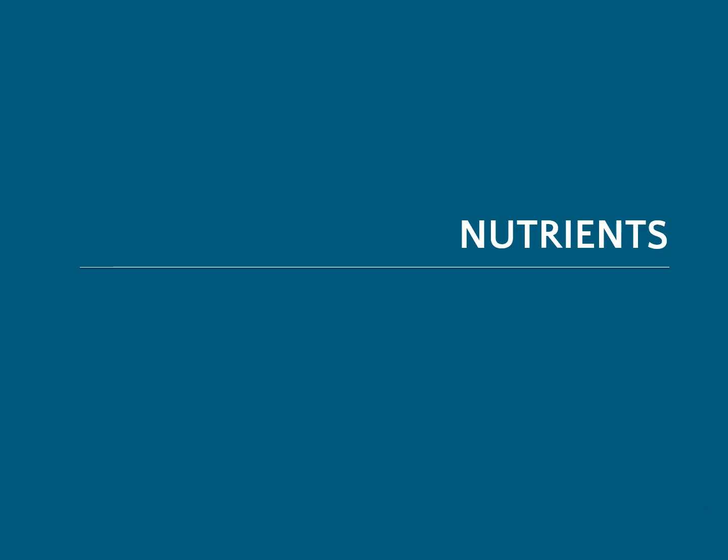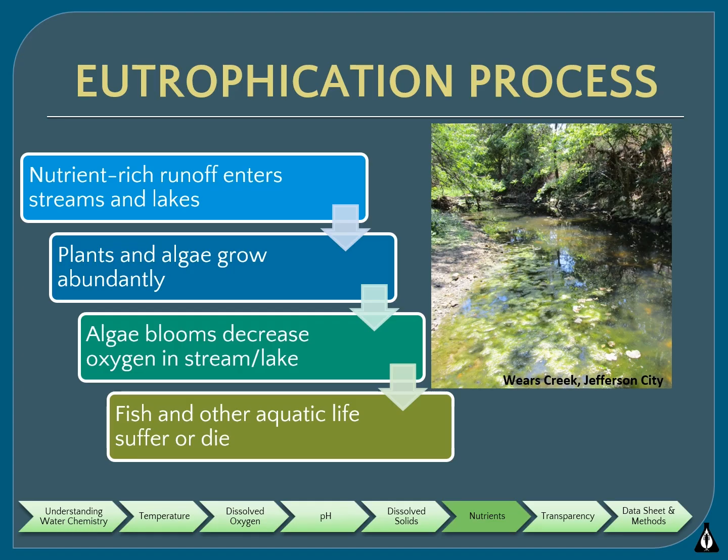Nutrients like nitrogen and phosphorus are generally good for a stream whenever they're in balance, but whenever nutrient-rich runoff enters streams and lakes in excess, more plants and algae grow in the stream than what is usually there. This can cause what are called algal blooms, and they decrease the amount of oxygen available in the stream or the lake, both by being there and by their decomposition. So with this lack of dissolved oxygen, fish and other aquatic life might suffer and die.